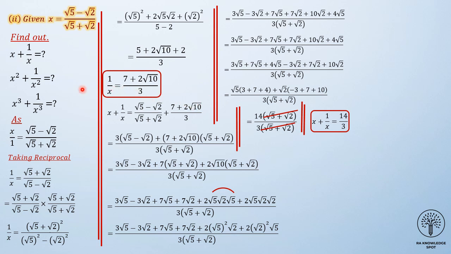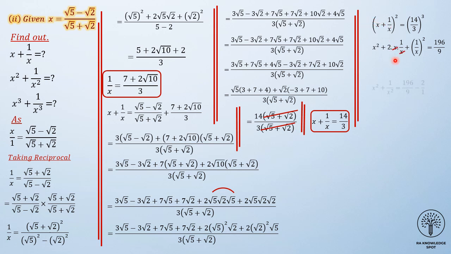Now we have to find x square plus 1 by x square. For this, you have to take the square of this term, that is x plus 1 by x. Taking square on both sides, because in this question you can see the square is opening, you have to expand it. Like a square plus 2ab plus b square, 14 square will give you 196, and 3 square is 9. X is going to be cancelled with x, then the 2 is plus, and on the other side it will be minus.